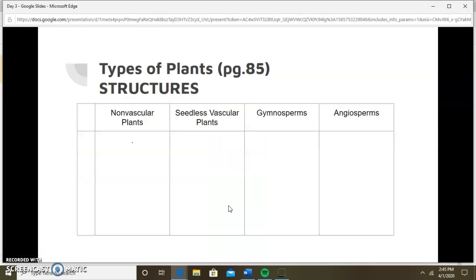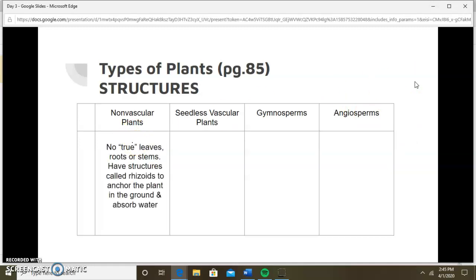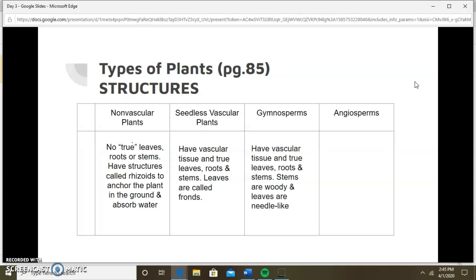All right. So types of plants, structures. Remember, we're going across the page. All right. Non-vascular plants. So we're going to start over here. Non-vascular plants have no true leaves, roots, or stems. They have structures called rhizoids to anchor the plant into the ground and absorb water. Seedless vascular plants have vascular tissue and true leaves, roots, and stems. Leaves are called fronds on these kind of plants. Gymnosperms have vascular tissue and true leaves, roots, and stems, and the stems are kind of woody, and the leaves are needle-like. So that's like your Christmas trees, like I said.